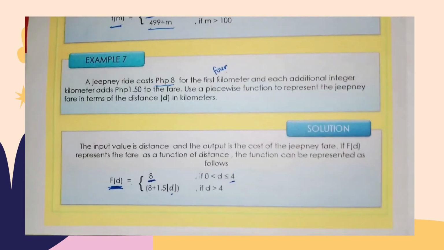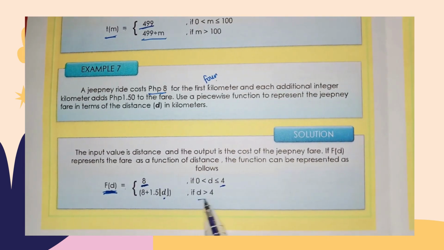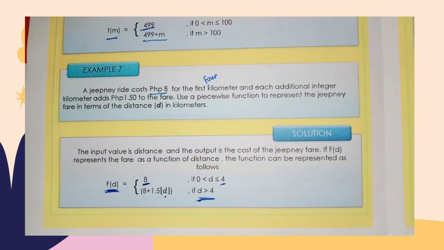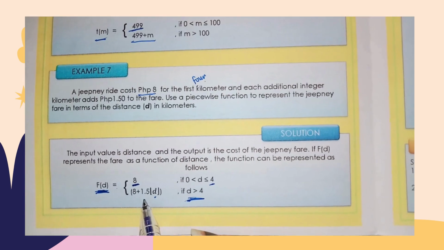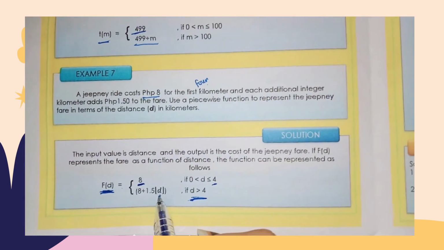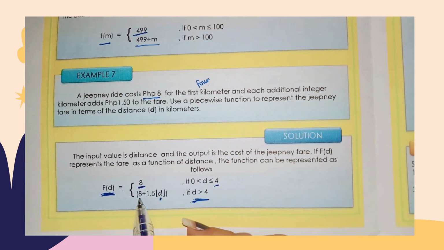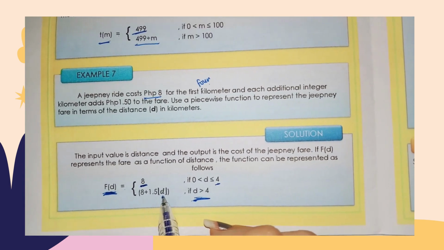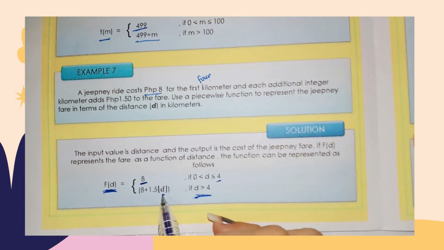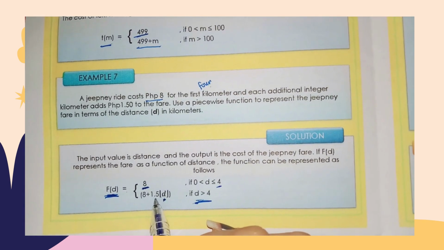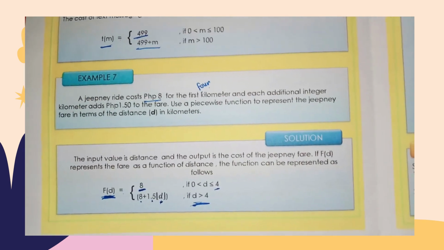Paano naman kung sumobra sa 4 yung distance niya or yung distance natin ay 4 pataas? Magdadagdag daw tayo ng 1.50 pesos kada kilometro. Kaya naging siyang 8 plus 1.5 multiply to D. Kasi kada kilometro, magdadagdag ng 1.5 and then plus yung original na 8 pesos.